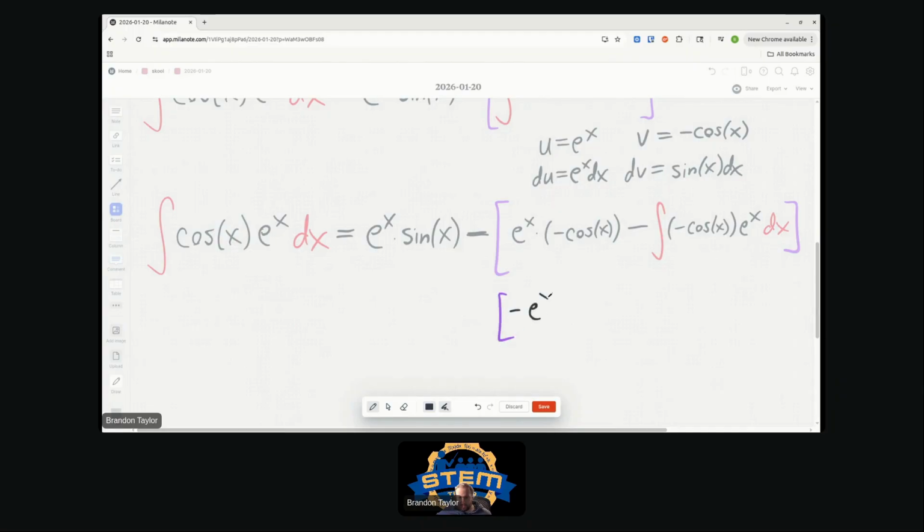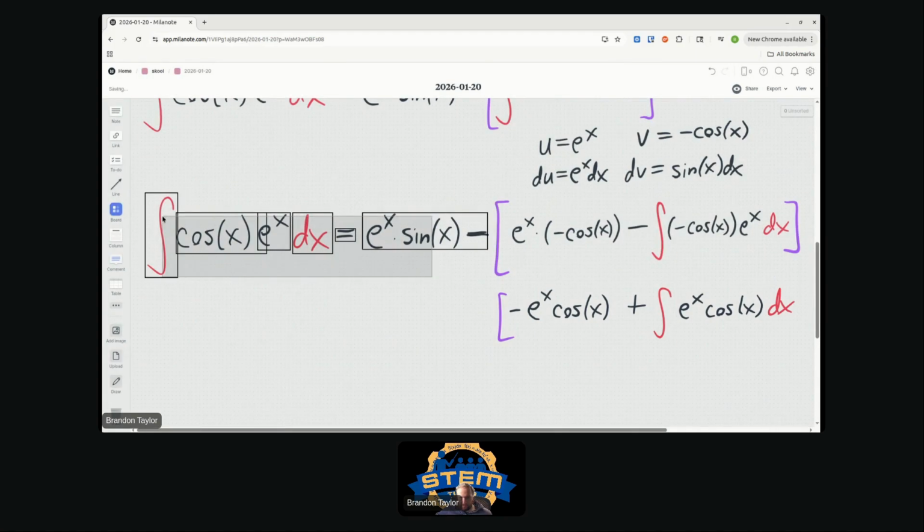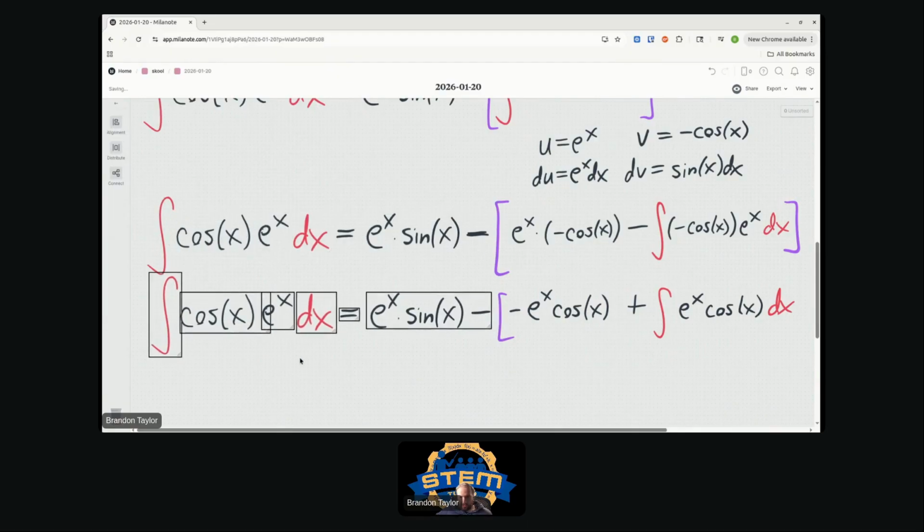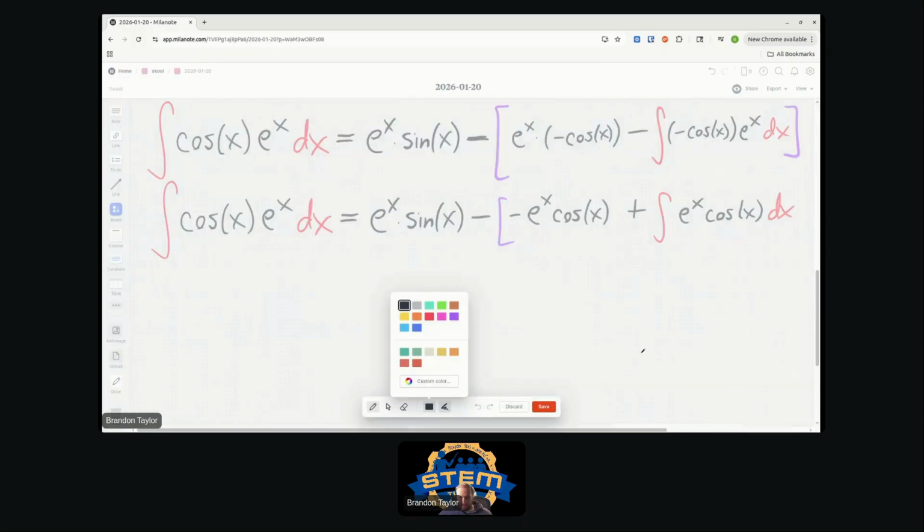So this is going to be negative e to the x cosine of x. And then I'm going to bring this negative out. So plus the integral e to the x sine of x, or sorry, cosine of x dx. All right, just bringing this negative out. So negative times a negative is a positive. And then we still have this on the outside. So we still have all this stuff, right? And then what I would do is distribute the negative through again through these purple brackets.